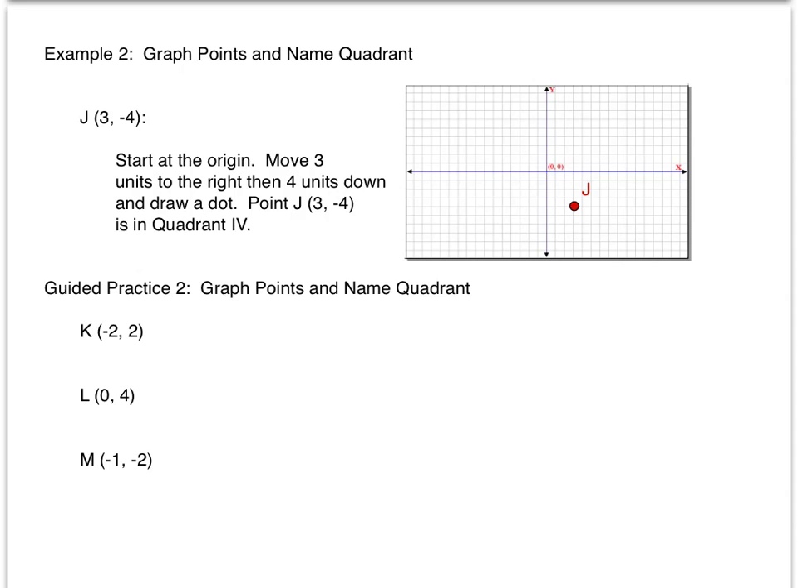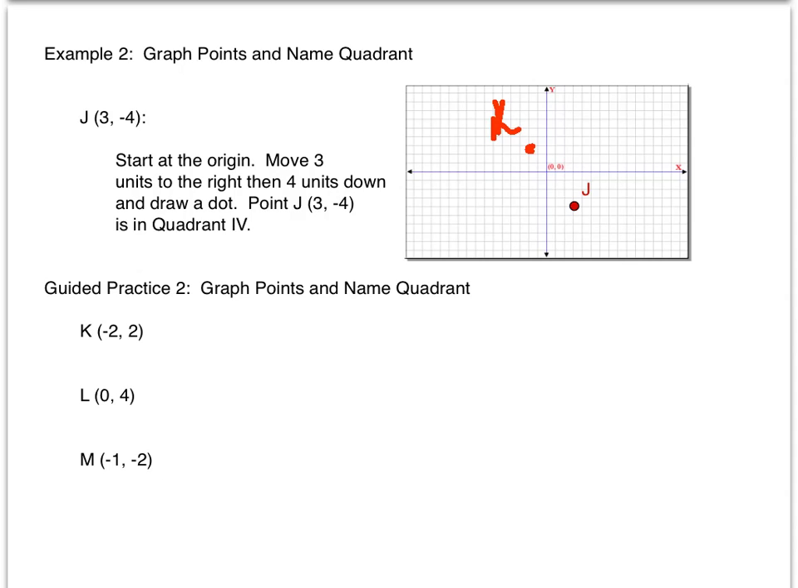Let's graph K, (-2, 2), on the coordinate plane. Now keep in mind this is very small. It's going to be very difficult for me to get an exact point with this stylus. So (-2, 2), we're going to go to the left 2, and then up 2, and draw a dot. And that's our K.